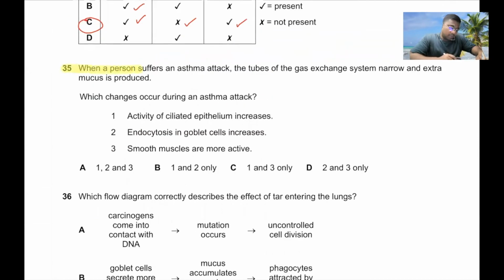Question 35. When a person suffers an asthma attack, the tubes of the gas exchange system narrows and extra mucus is produced. Which changes occur during an asthma attack? Activity of ciliated epithelium increases, definitely. Endocytosis of goblet cell increases. No, exocytosis increases. So point number 2 is wrong. Smooth muscles are more active. Yes, they contract. So 1 and 3 correct. Question number 35, C.